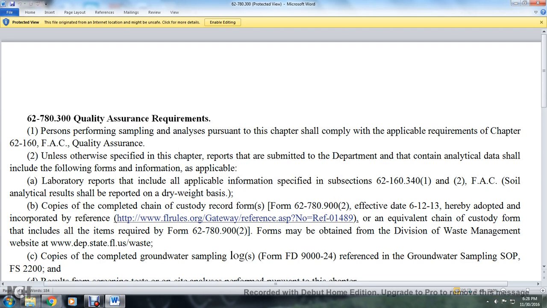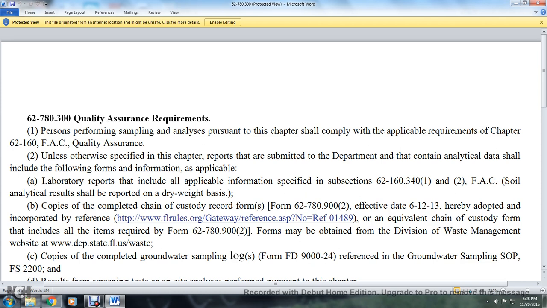Quality assurance requirements. Persons performing sampling and analysis pursuant to this chapter shall comply with the applicable requirements of Chapter 62-160, Florida Administrative Code, for quality assurance unless otherwise specified in this chapter. Reports submitted to the department containing analytical data shall include the following forms of information, as applicable. Laboratory reports shall include all applicable information specified in Rule 62-160.340(12), Florida Administrative Code. Soil analytical results shall be reported on a dry weight basis. A copy of the completed chain of custody record form.